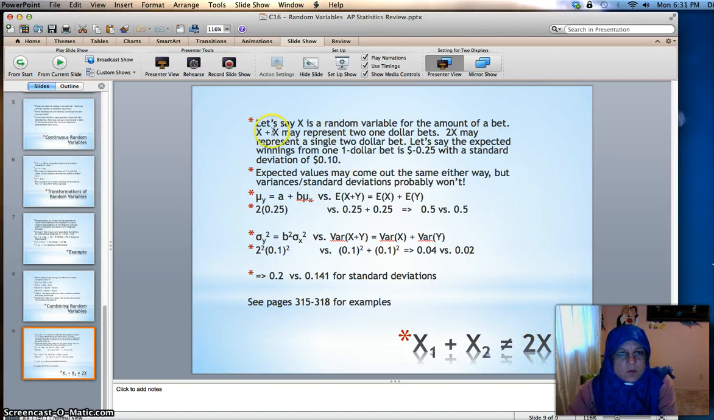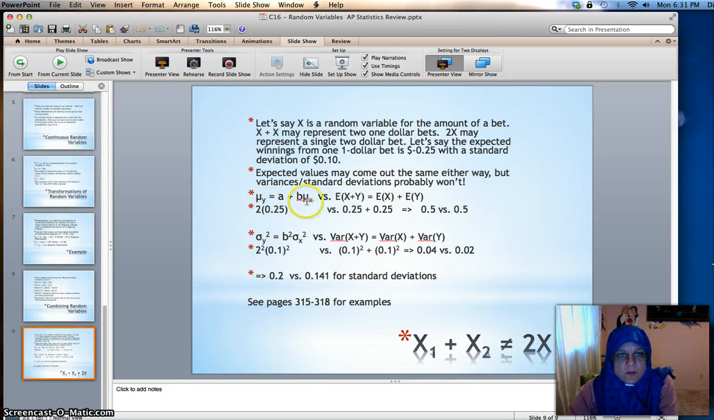Let's look at an example. Let's say x is a random variable for the amount of a bet. X plus x may represent two $1 bets. 2x may represent a single $2 bet. Let's say the expected winnings from one $1 bet is a 25 cent loss with a standard deviation of 10 cents. Expected values may come out the same either way, but variances and standard deviations probably won't come out the same.